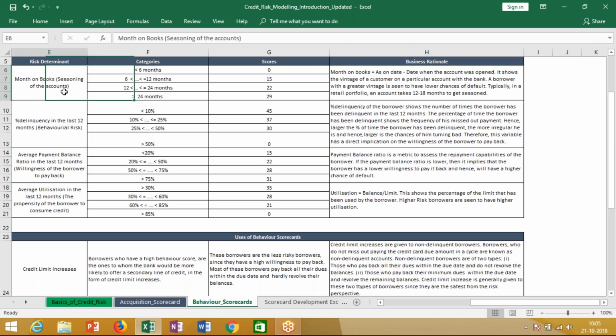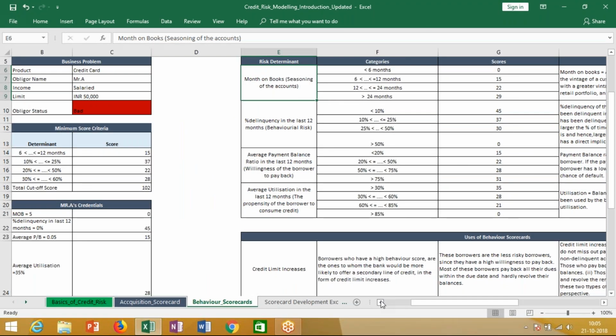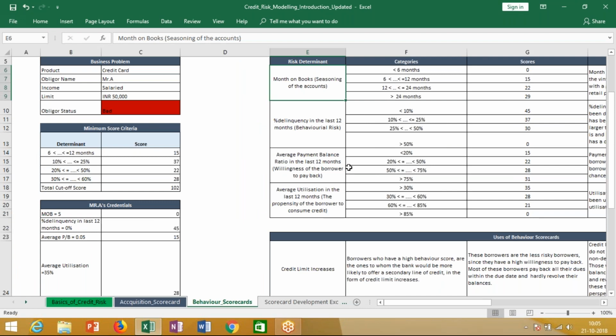So this is a month. The more seasoned an account is, the greater the vintage of the account with the book of the bank for that particular product, the lower the chances of the borrower going bad. When developing behavior scorecards, month on books is a very important behavioral variable. Here we have the seasoning of the accounts, and as the vintage increases, we see that the score also increases.